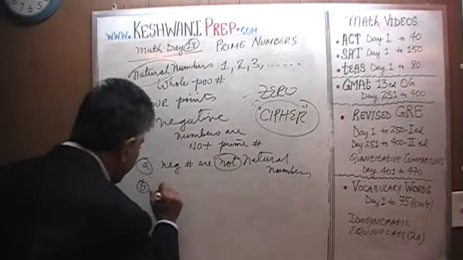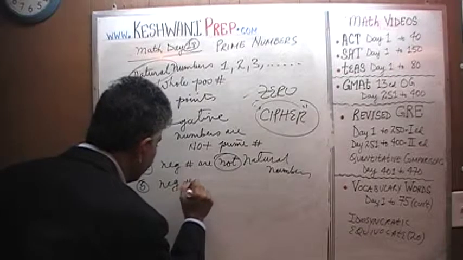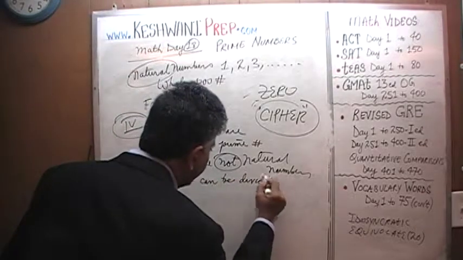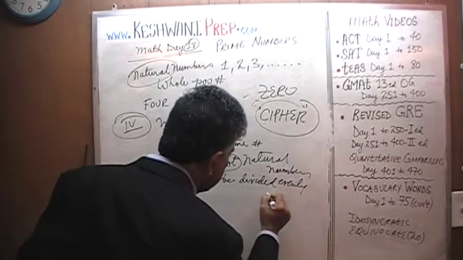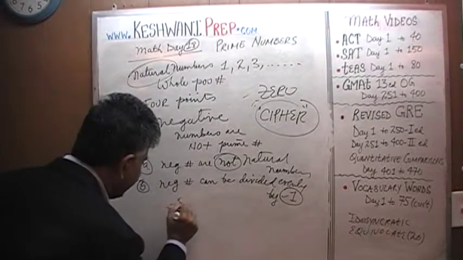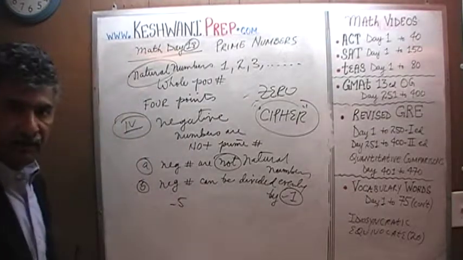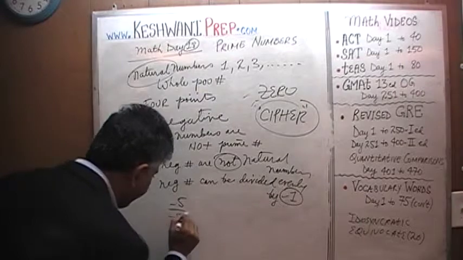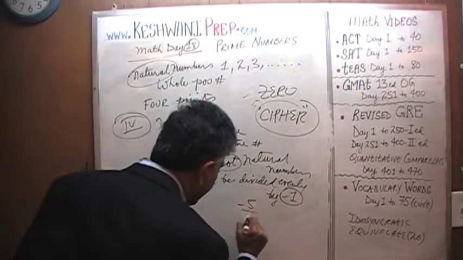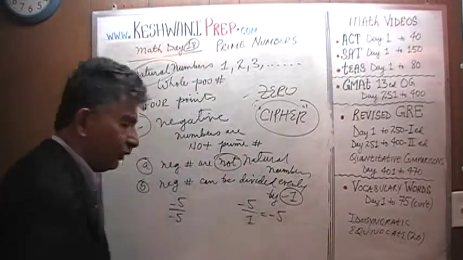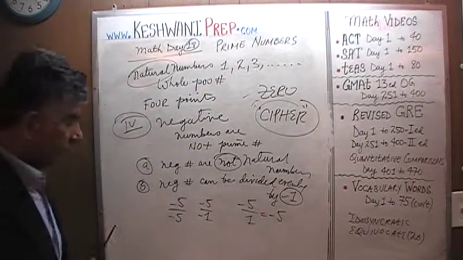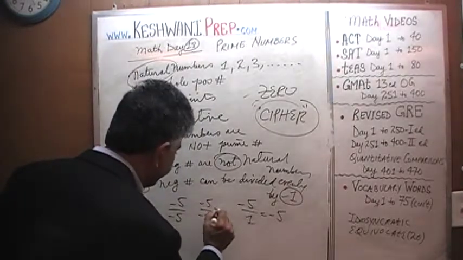Second reason is that negative numbers can be divided evenly by negative 1. For example, negative 5, how many factors does negative 5 have? Negative 5 can be divided by negative 5, of course, any number can be divided by itself, and you will get a whole number. Negative 5 can be divided by 1, and of course, you will get negative 5, that's a whole number. But negative 5 can also be divided by negative 1, and you will get a whole number.